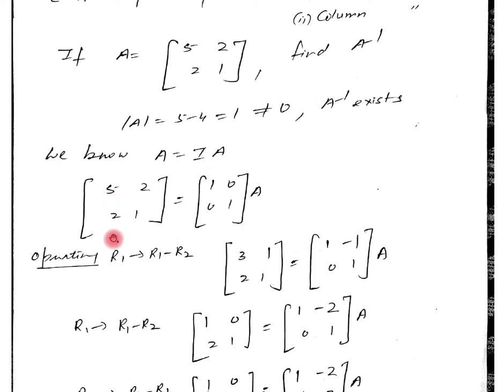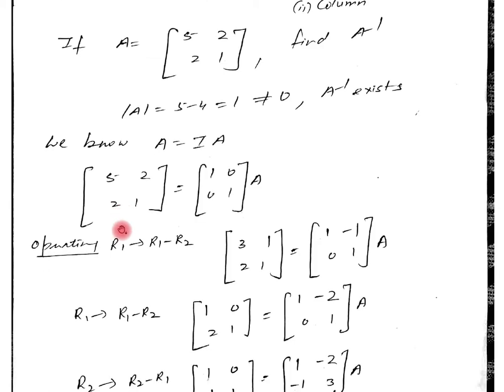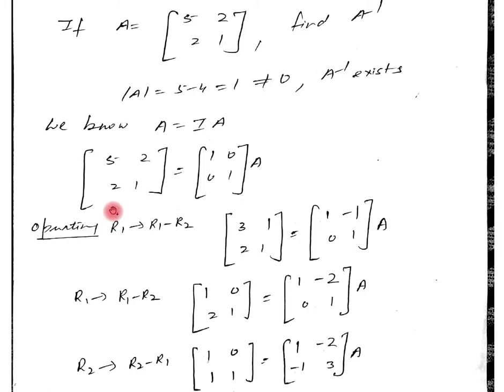Now first I have to make it 1. I am operating R1 to R1 minus R2, or otherwise I can also apply the operation, 5 minus 4 is 1, I can also apply here R1 to R1 minus twice R2. Again then the question can be done. But I am doing it step by step because it is a very first question. Then applying here first R1 to R1 minus R2. So it becomes what? First row changes to 3 1. Second row remains as it is. Similarly on the right hand side, first row becomes 1 minus 1. Second row will remain as it is.